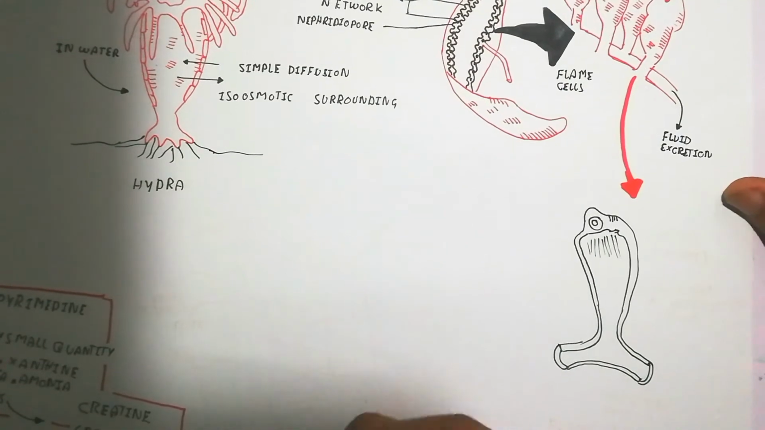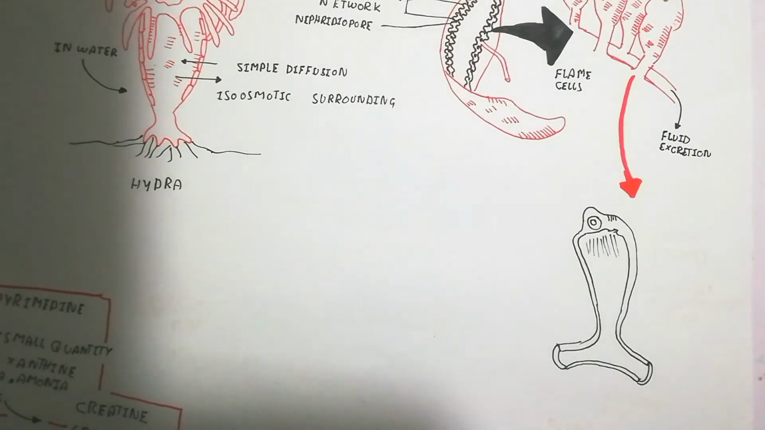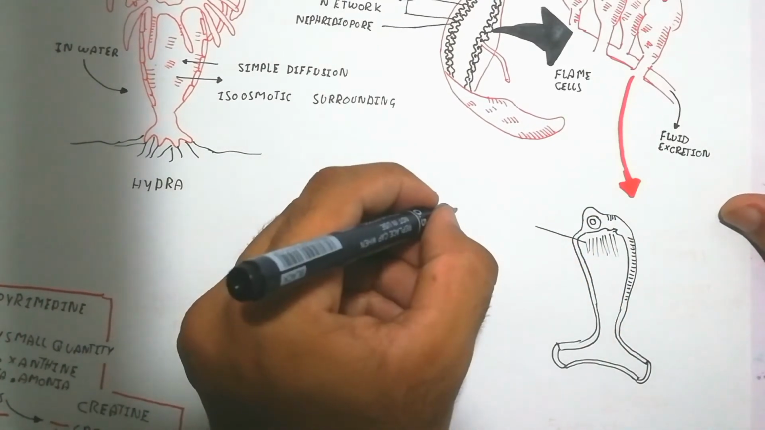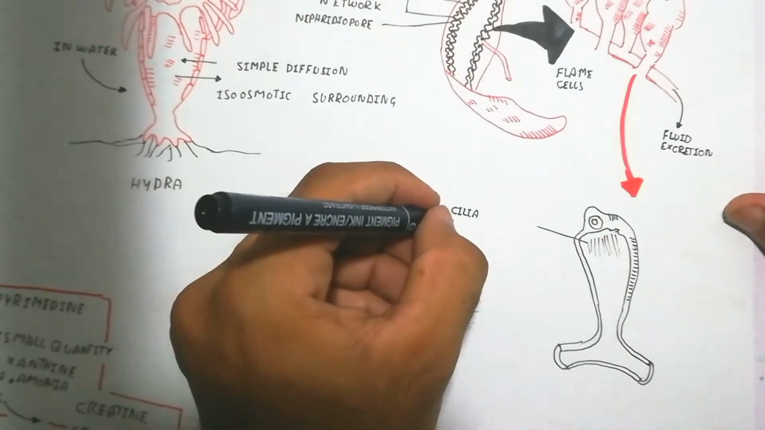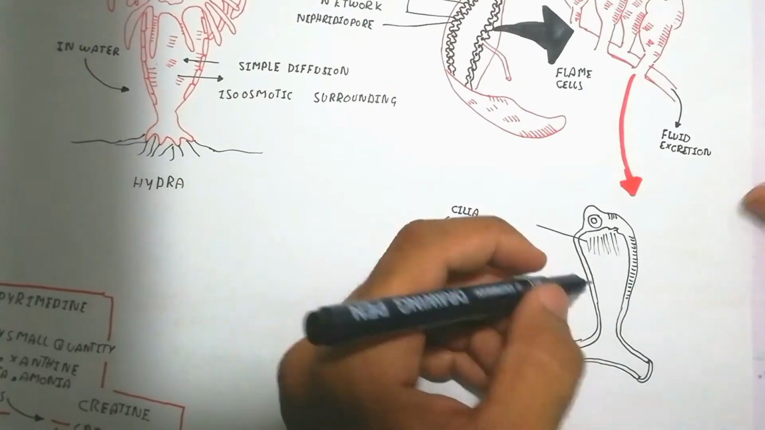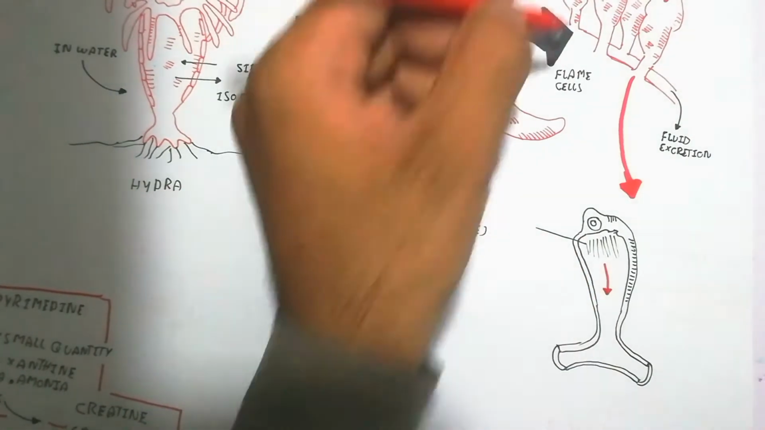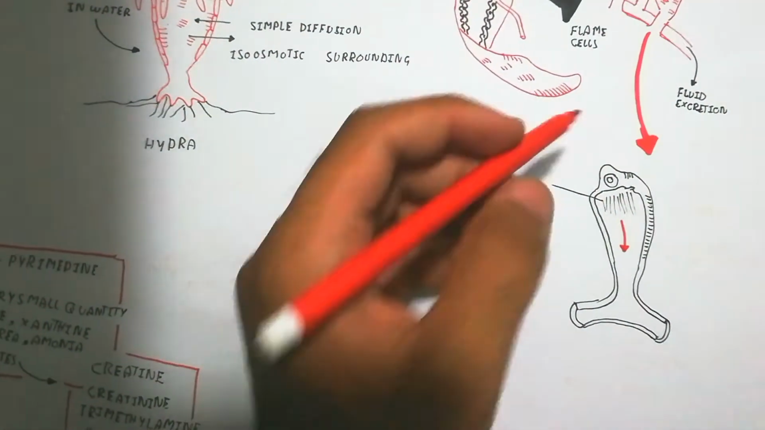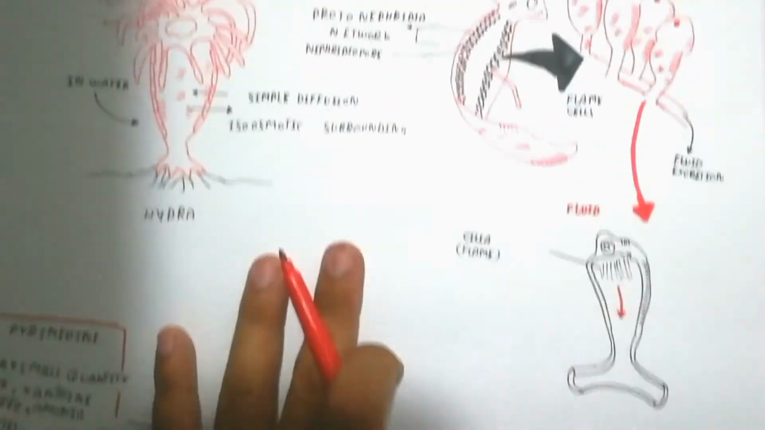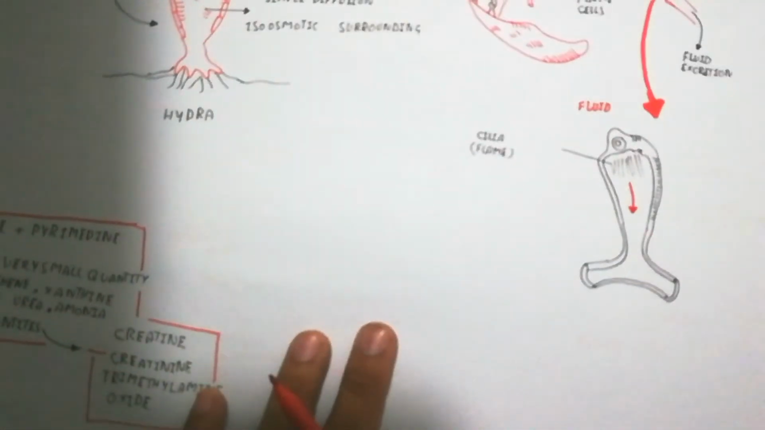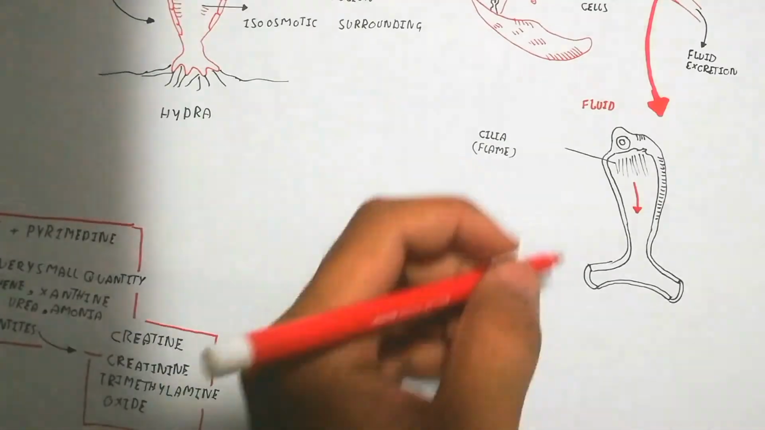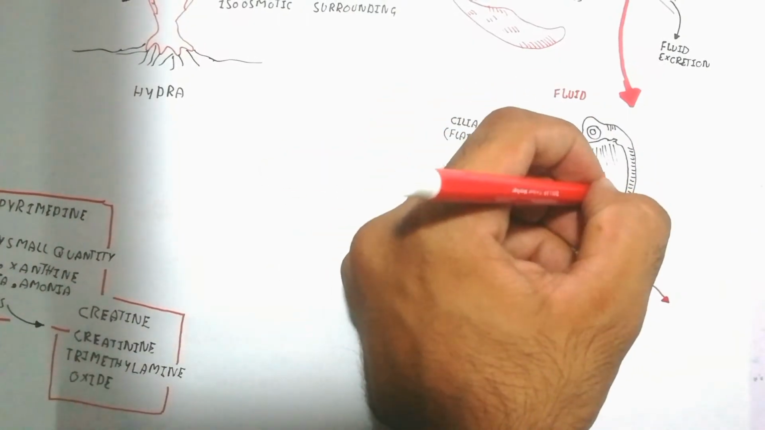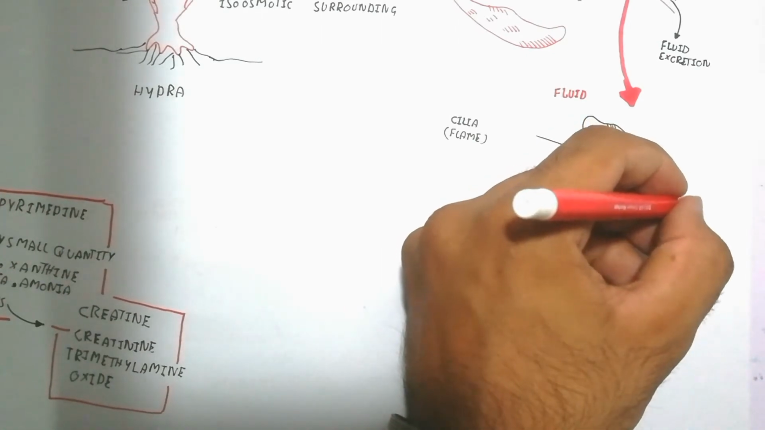And here is a flame cell, which contains cilia. The flickering of the cilia is similar to the flickering of a flame, which is why it is known as the flame cell. The cilia produce a current to attract the fluid, and that fluid will move out as a waste product through the nephridiopore. I hope you make sense of invertebrate excretion.